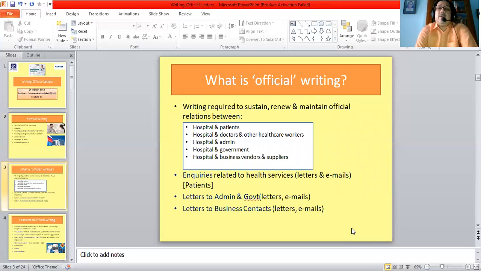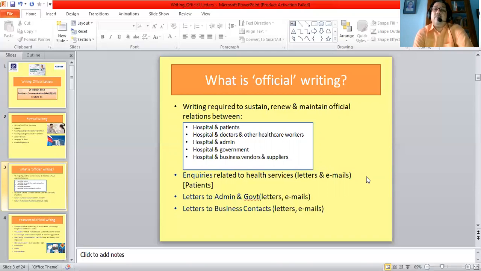So, first of all, this official correspondence. Obviously, all the official interactions that you will carry on are opposed to any kind of private interactions or private correspondence which you might carry on with your friends or relatives or other people that you know within the organization, which are in the nature of unofficial interactions.